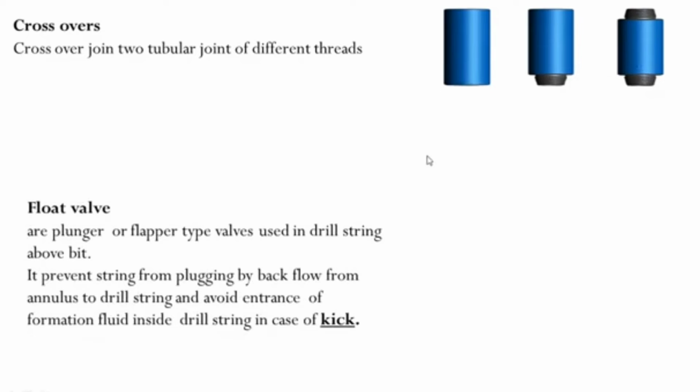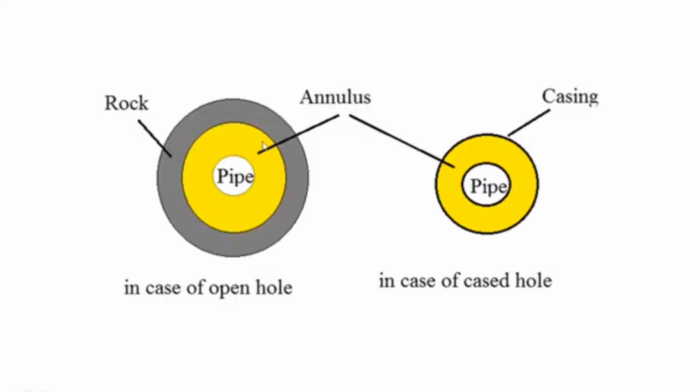Float valve. Float valves are plunger or flapper type valves used in the drill string above the bit. It prevents the string from plugging by backflow from the annulus to the drill string and avoids entrance of the formation fluid inside the drill string in case of kick. The annulus is the space between the drill string and open hole, or the space between casing and drill string.